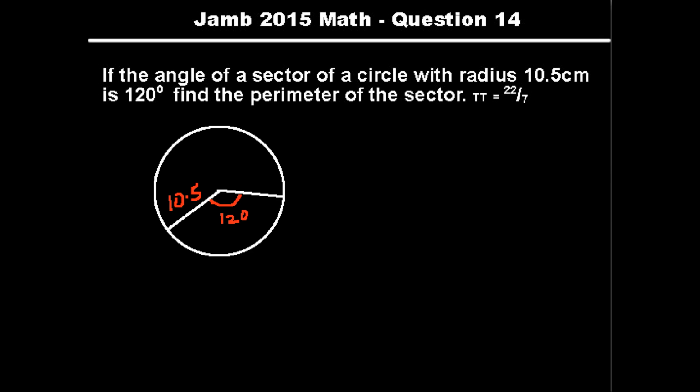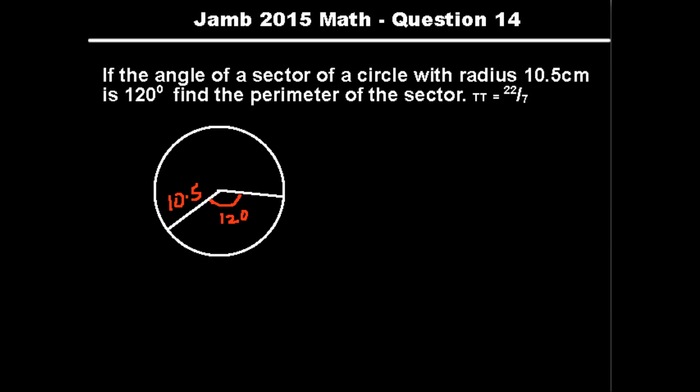All right, we're looking at question 14 of the JAMB 2015 math exam. And we're told that if the angle of a sector of a circle has a radius of 10.5 centimeters and the angle is 120 degrees, we need to find the perimeter of the sector given that pi is equal to 22 divided by 7.